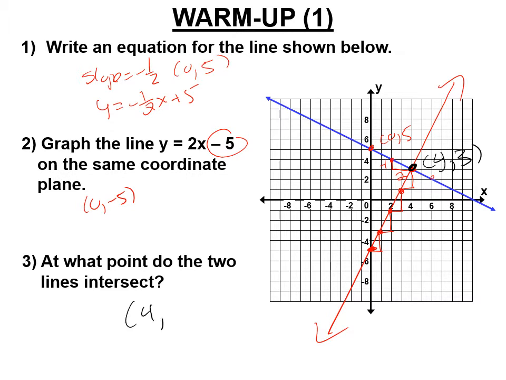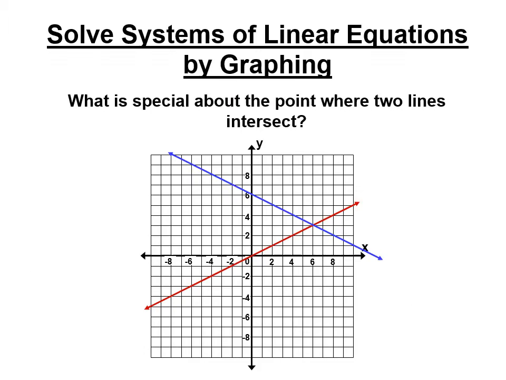And you would say the solution to this system, we have two lines. One is y equals negative 1/2 x plus 5. The other is y equals 2x minus 5. What is the solution to this system? Where they intersect, 4, 3. Right, so what would be the solution to this system? Where the two lines intersect right there at what? 6, 3.